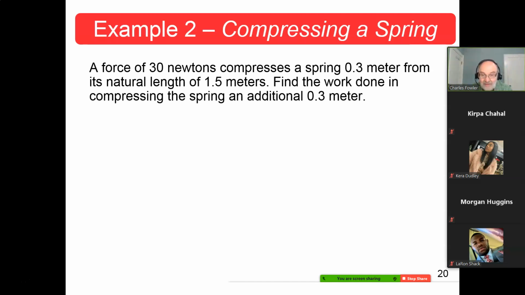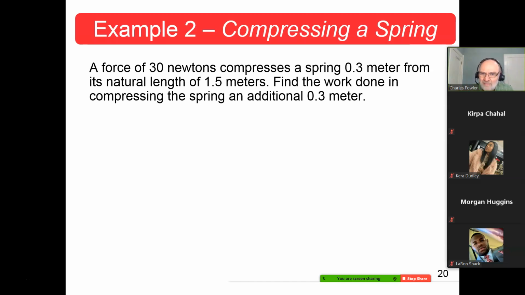Now, this example, by the way, even for those of you who do not have this text, if you're using your calculus book from your home campus, you can still go to larsoncalculus.com and see an interactive version of this type of example. I think it's this exact example, but I haven't checked them all out. A force of 30 newtons compresses a spring 3/10 of a meter from its natural length of 1.5 meters. Find the work done in compressing the spring an additional 0.3 meters.